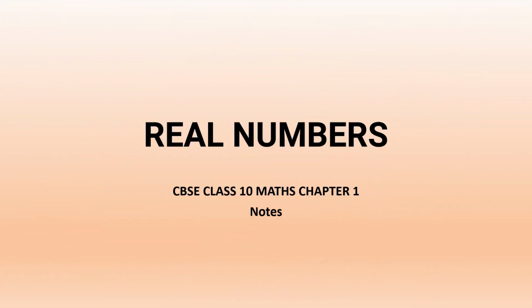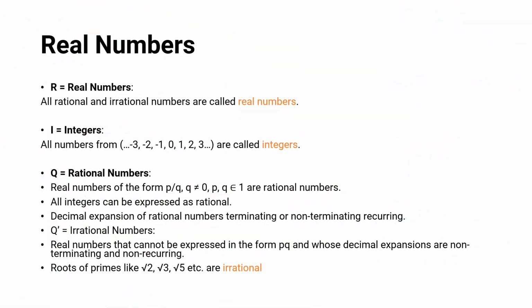Real numbers. CBSE Class 10 Maths Chapter 1 Notes. Real numbers. R stands for real numbers. All rational and irrational numbers are called real numbers. I stands for integers. All numbers like -3, -2, -1 or even before that, and 0, 1, 2, 3 and after that are called integers.